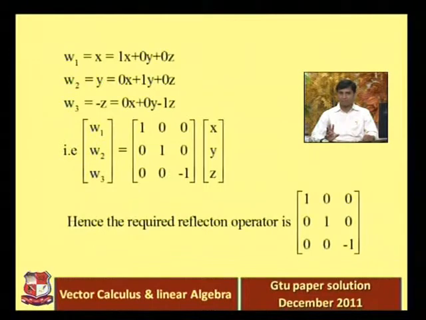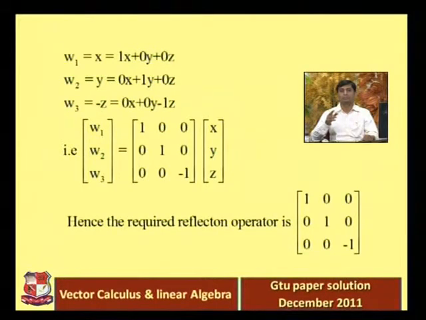So w1 is equal to x can be written as linear combination of x y z, that is equal to 1 into x plus 0 into y plus 0 into z. That is our first column. Okay, 1 0 0, right?